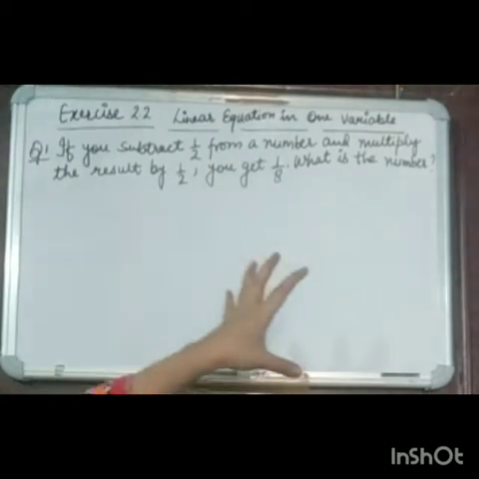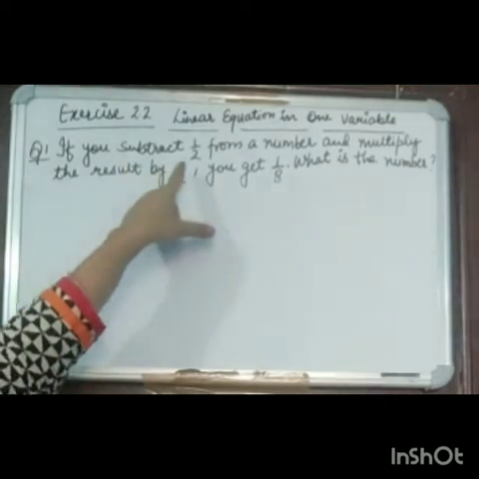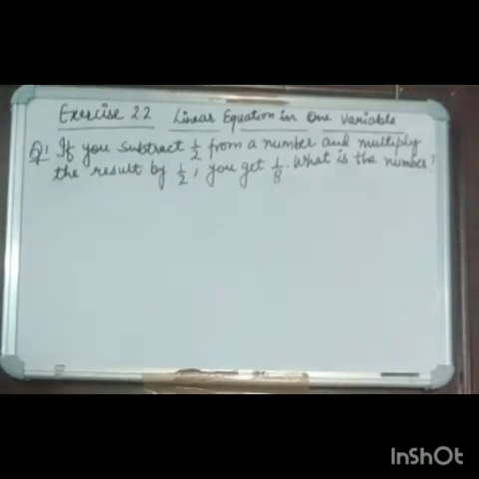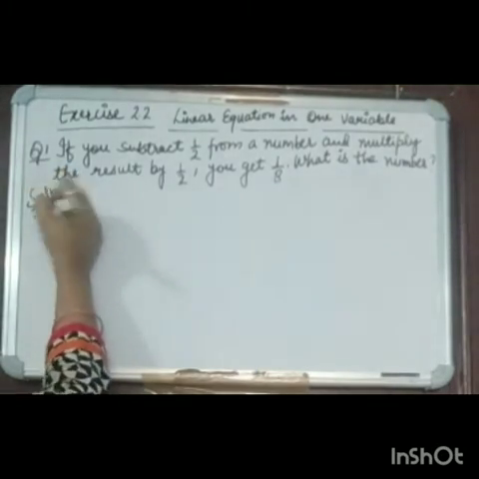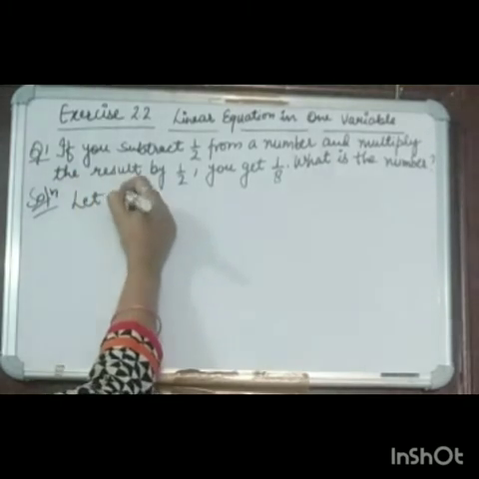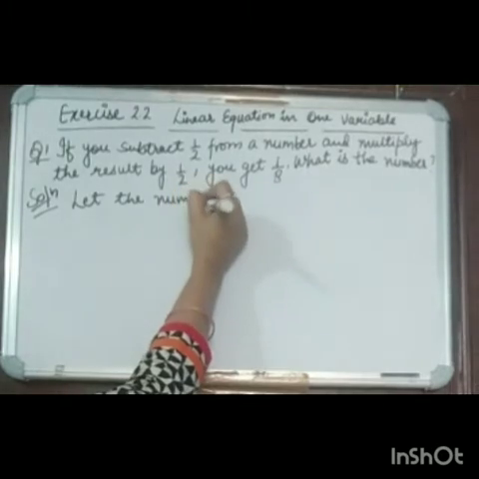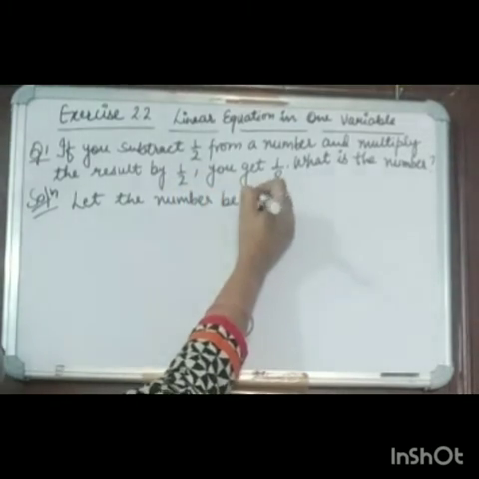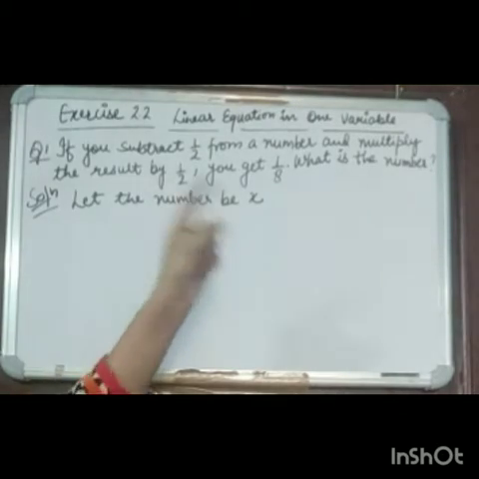So whatever the question is saying, we will do the same thing. First of all, if you subtract 1 by 2 from a number, from what? From a number. That number we don't have. We don't know that number. So what will we do? We will suppose that number. So solution, what will we write? Let the number be x, or any other variable you can keep. So let the number be x.